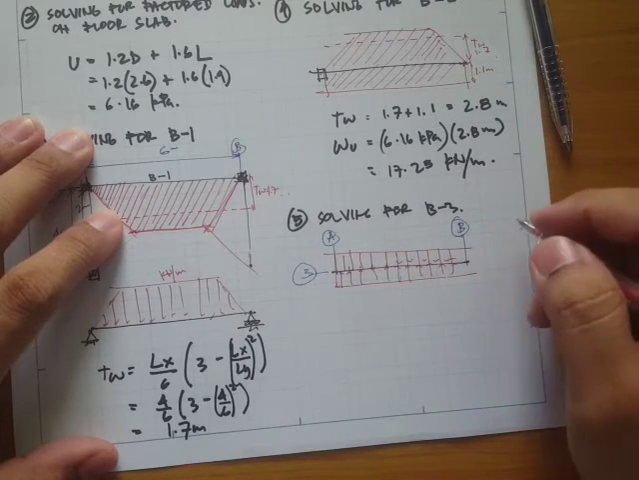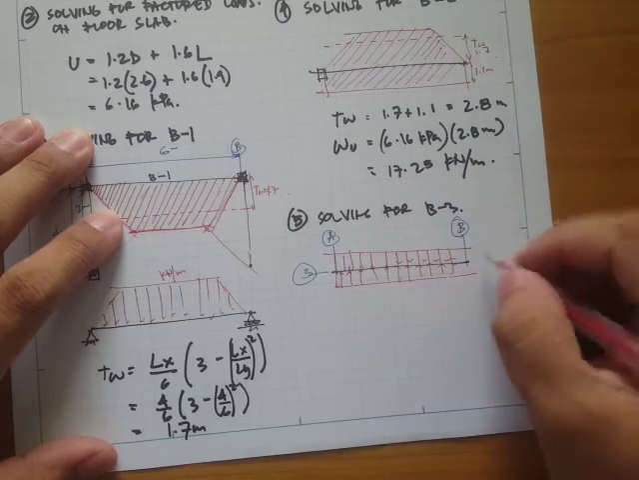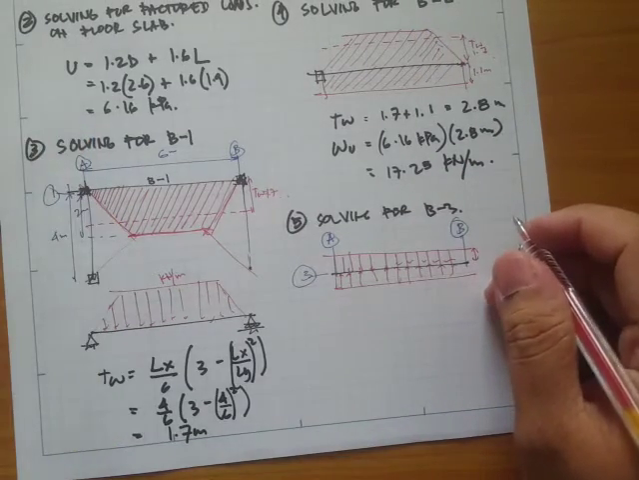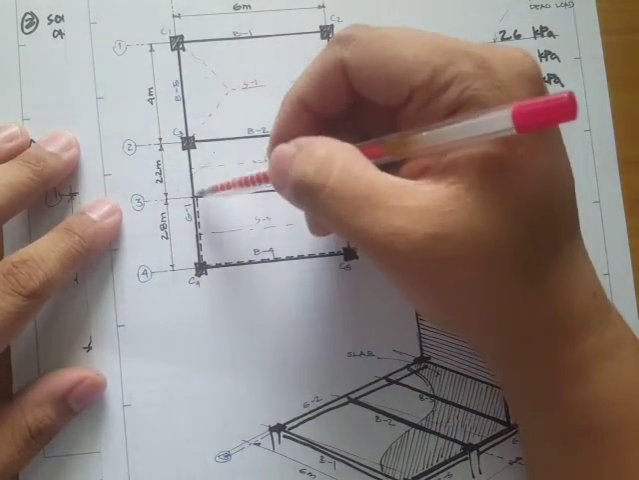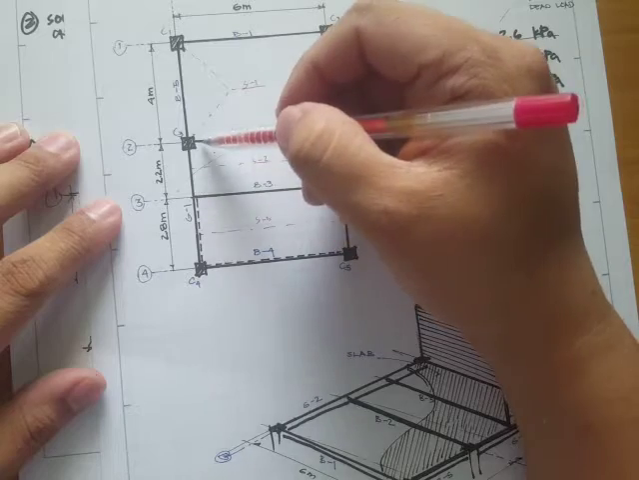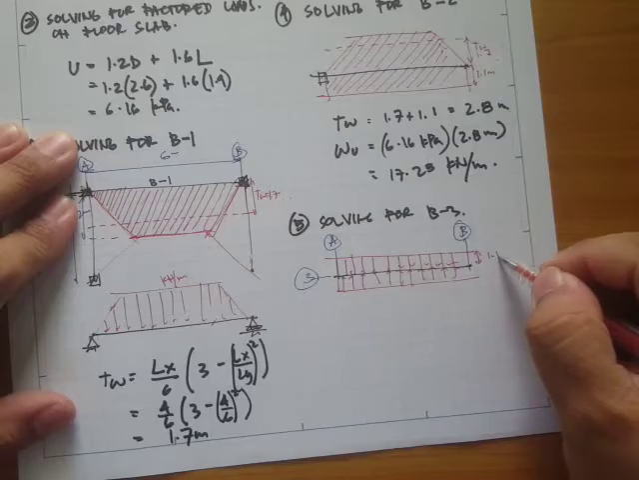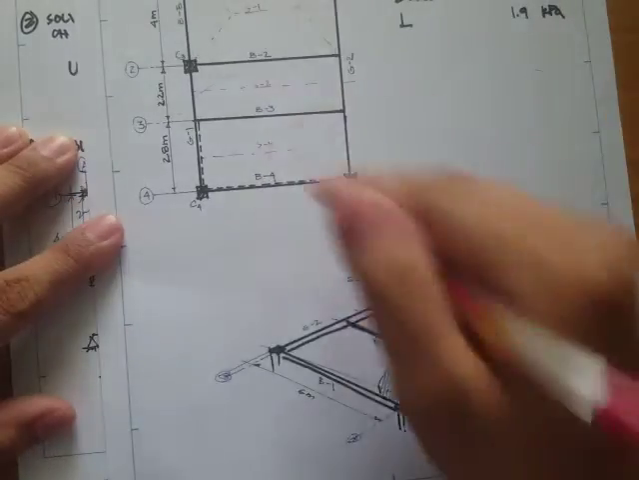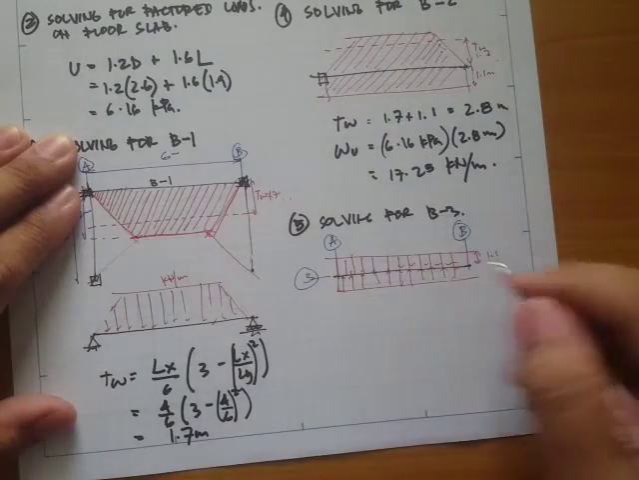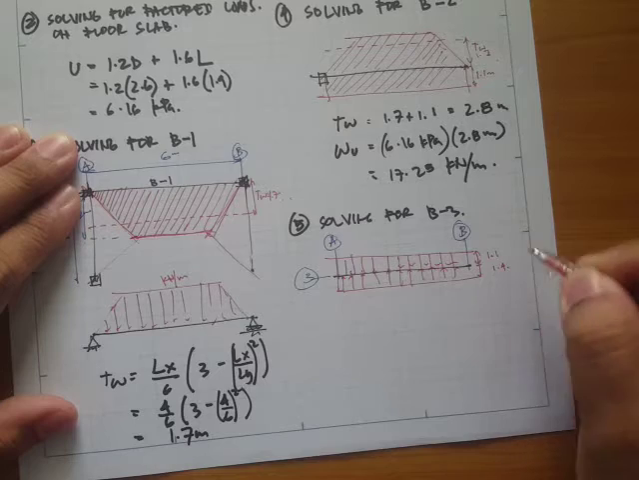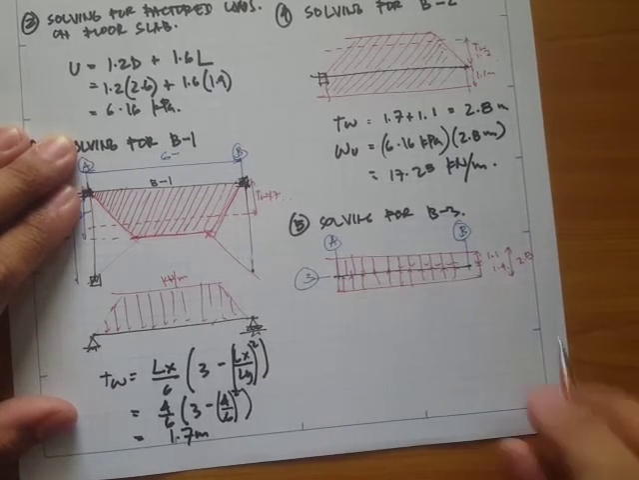Okay, so our tributary width on the top side is 2.2, which is the distance from this member to the adjacent member. So we have 2.2 divided by 2, that's just 1.1. And then on the bottom side, we have 2.8 divided by 2, that's just 1.4. So the value here is 2.5.